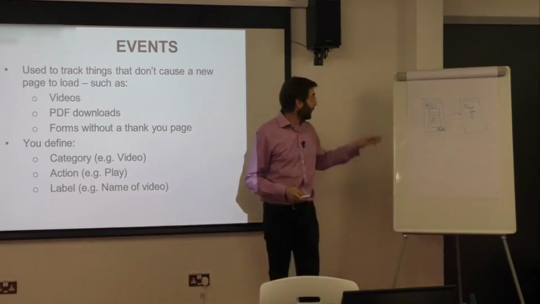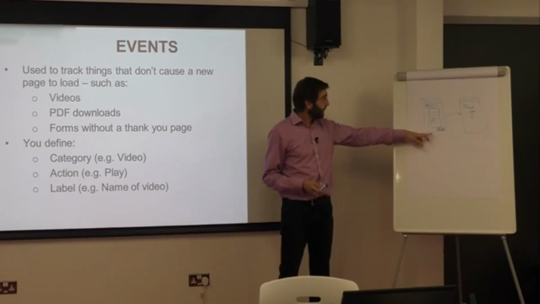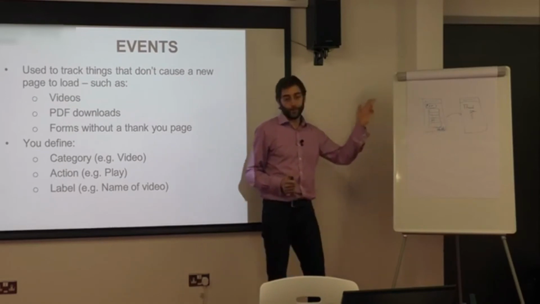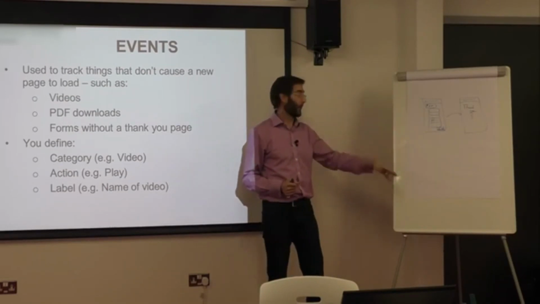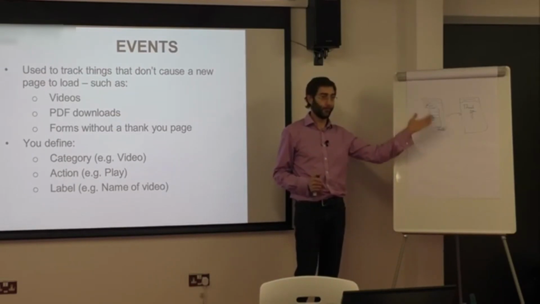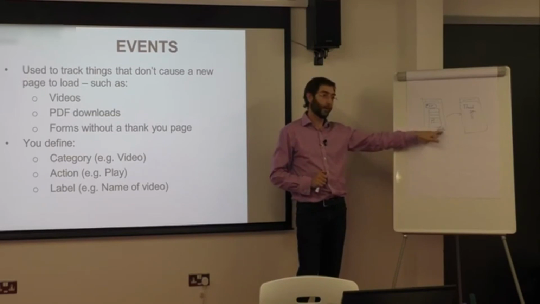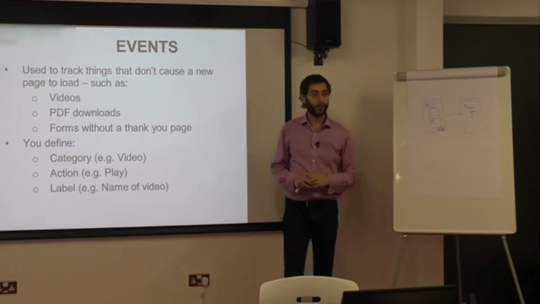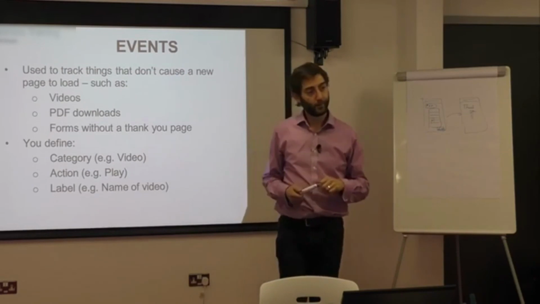So what you would do with this inquiry form, you'd basically come up with your scheme for it and say, right, I'm going to have a category called inquiry and an action called form submit or whatever. And then you say to your web developer, put event tracking code on that button so that it creates an event with those parameters.